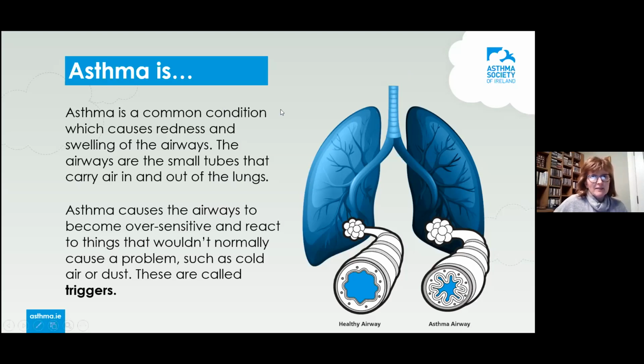So basically, asthma is a common condition that causes redness in the airways and swelling of the airways. And there are some pictures later on that will explain this in a little more detail for you. The airways, as I said, are small tubes that carry air in and out of the lungs. And in asthma, the airways become oversensitive and react to different things that wouldn't normally cause a problem, but these are called trigger factors. So things like air and dust and pollen, and there are loads of different triggers, and we'll be talking about those in more detail later.